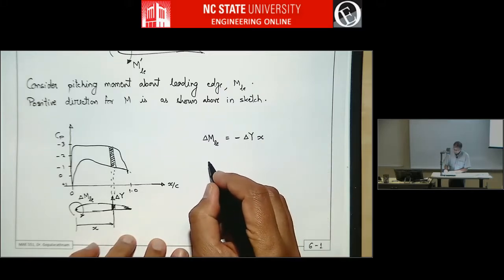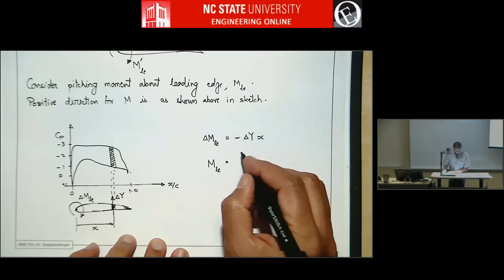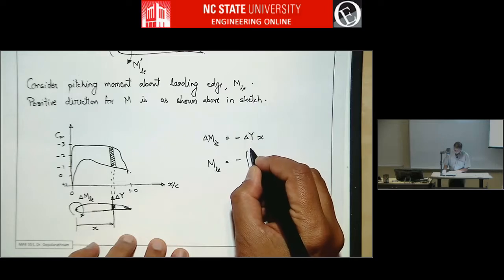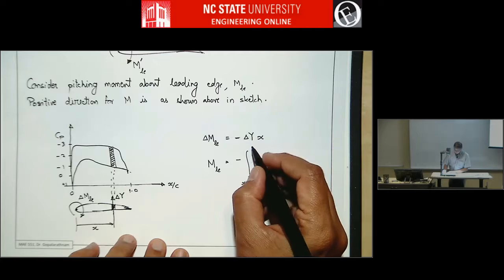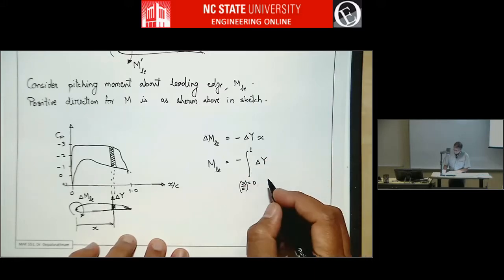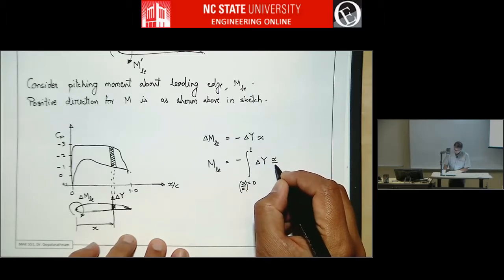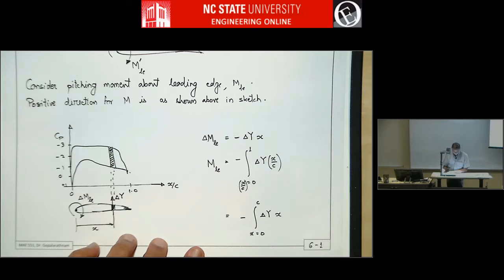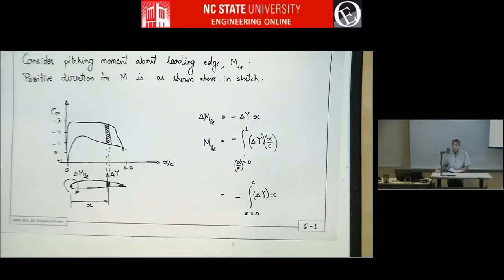And so if you integrate all of that due to all portions of the airfoil, the moment about the leading edge due to the entire pressure distribution is, from x over c equals 0 to 1, delta y times x over c. Or we can write this as, from x equals 0 to chord, delta y times x.